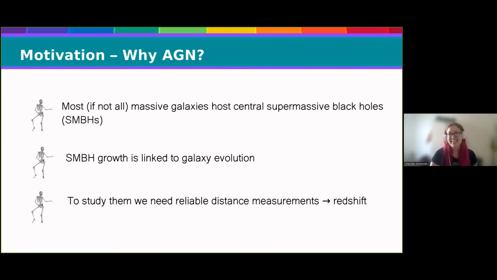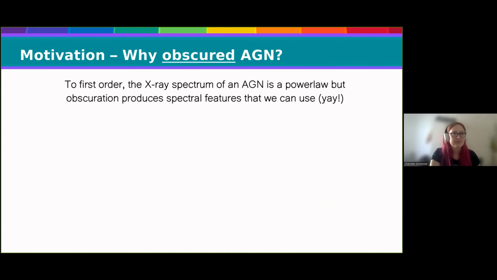So why did we choose AGN to study? Well, the first thing is that most massive galaxies are expected to have a supermassive black hole in its center, and the growth of that black hole is linked to galaxy evolution. So in order to study them, we need reliable redshift measurements. New missions like JWST have, as part of their main science goals, to understand how black holes grow. So it's quite important.